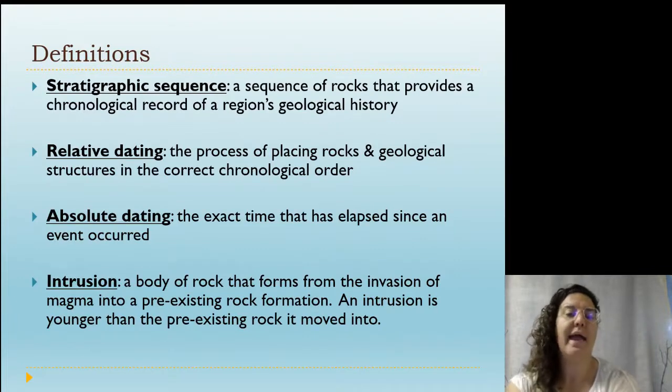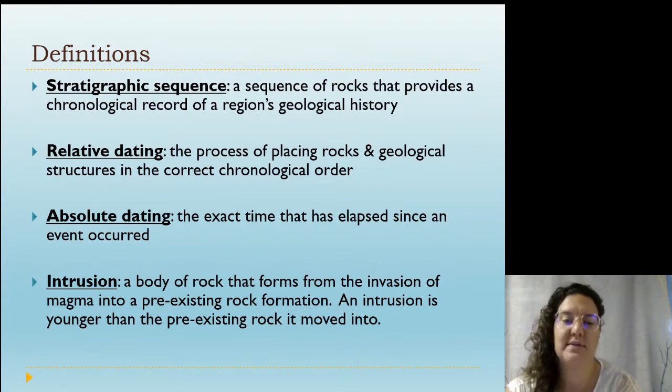So, when we're looking at rocks and fossils, there's a few terms that we need to understand. One is stratigraphic sequence. So, this is looking at a sequence of rocks that provides a chronological record of a region's geological history. And again, as we go deeper through the layers of the Earth's crust, we're actually going older. So we can see things that occurred in sequence.